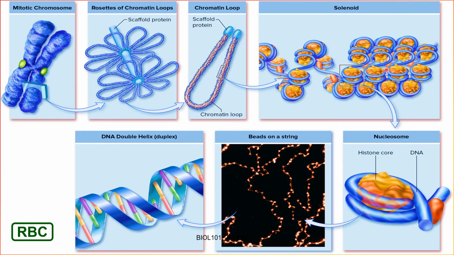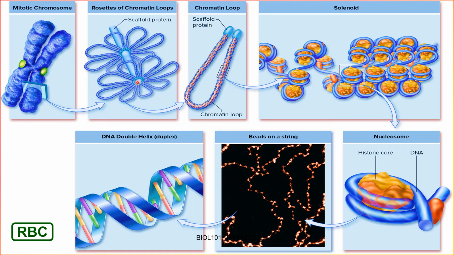nucleosomes bundle together into solenoids, and these scaffold proteins here then take these solenoids and loop them together. So we see a chromatin loop, and these loops are joined together, right? So we see these, they call them rosettes because it kind of looks like a little flower here. So we're getting more and more and more condensed, right? We're going into mitosis, so we need to make chromosomes that we can see with a light microscope. So we're getting more and more condensed as we follow the illustration here.